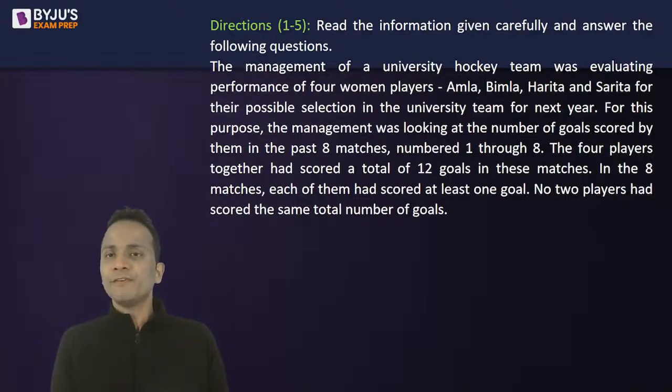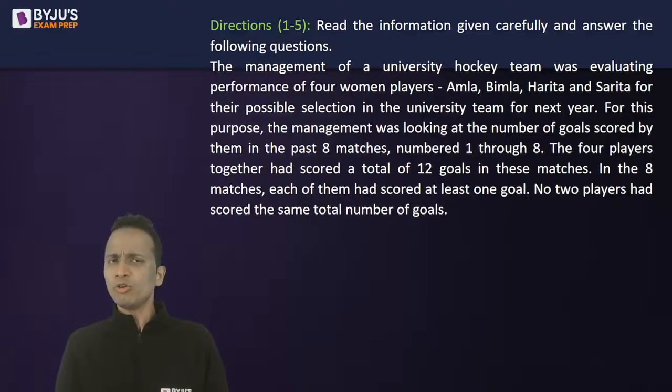Now, read the information carefully and answer the questions that will follow. Carefully read whatever is given. The management of a university hockey team was evaluating performance of four women players, Amla, Bimla, Harita, and Sarita, for their possible selection in the university team for next year. For this purpose, the management was looking at the number of goals scored by them in the past 8 matches, numbered 1 through 8. So, four women players are there, and 8 matches are there.